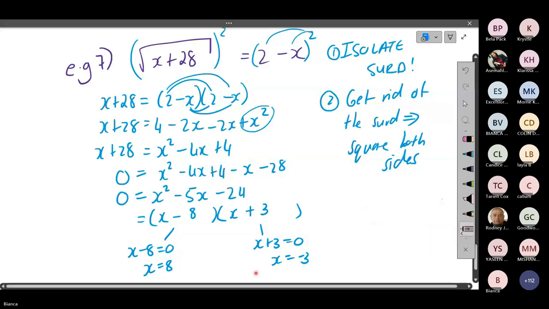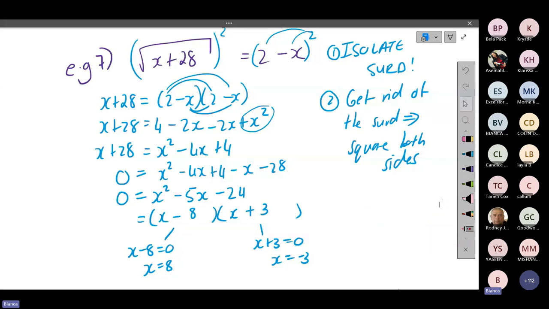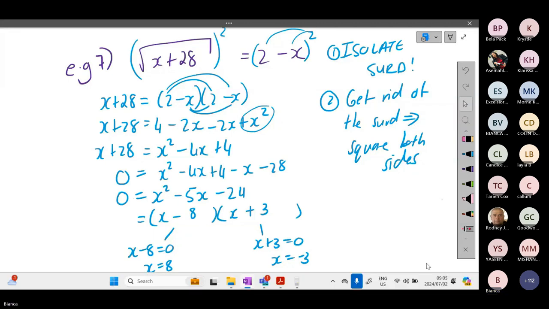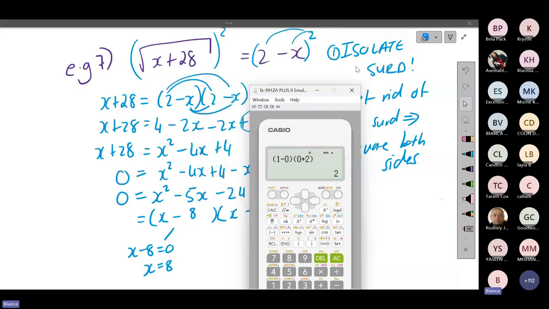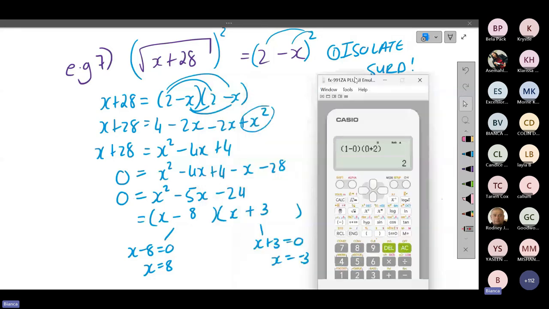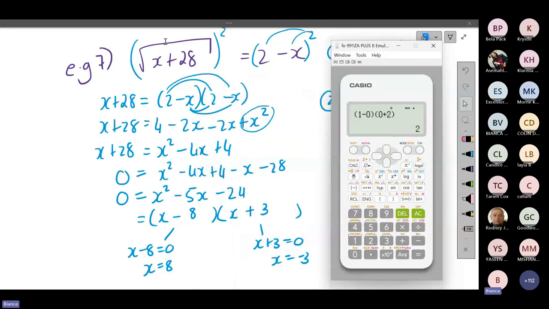Okay, so how do we check our solutions? Easy, you grab a calculator and you sub in. You sub in the solutions individually. Let's just move this quickly. Okay, so that 8 you put into the first line over here, not with the squares and things. So then you say 8 plus 28, you get your first answer, and then you do 2 minus 8. Are these answers the same on the left-hand side and the right-hand side? They are not. So this 8 doesn't work.